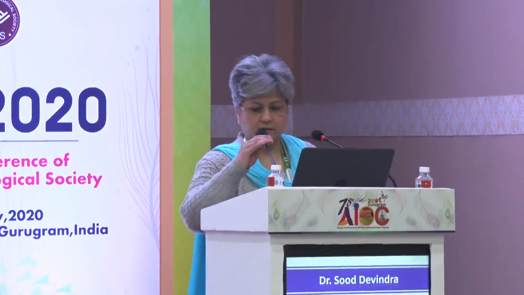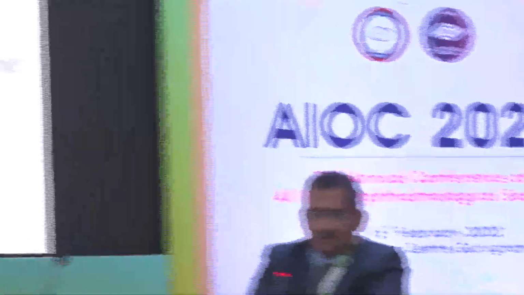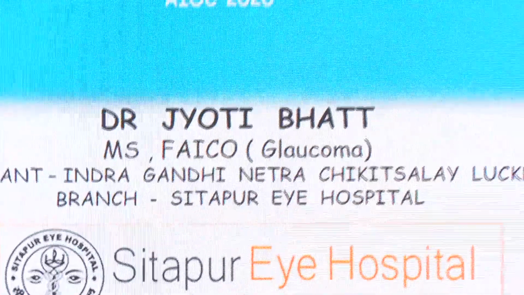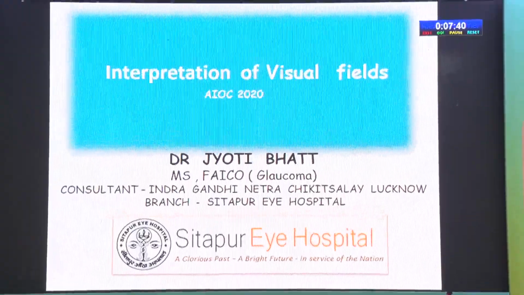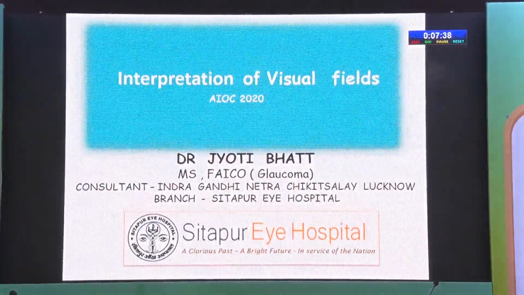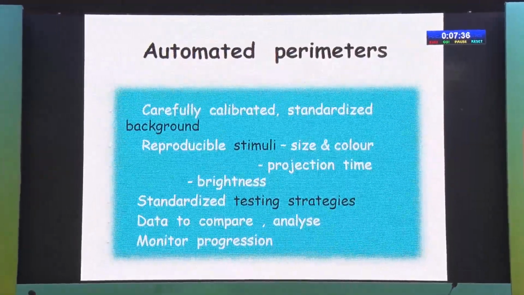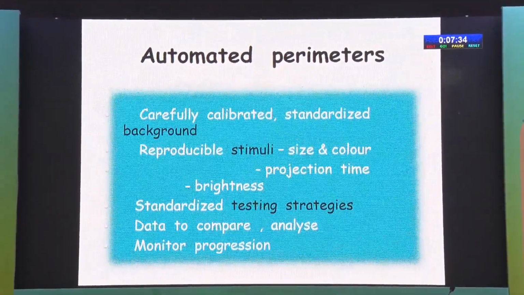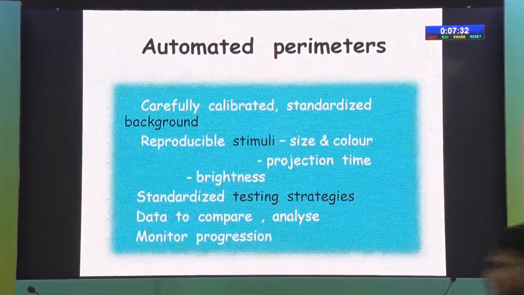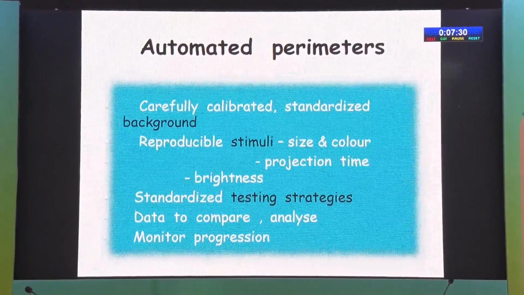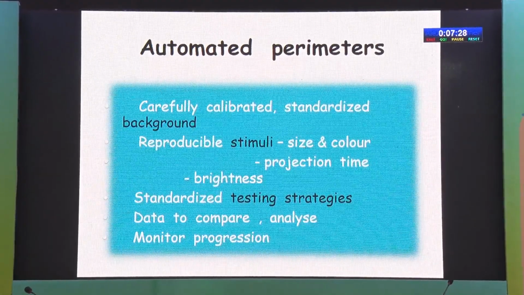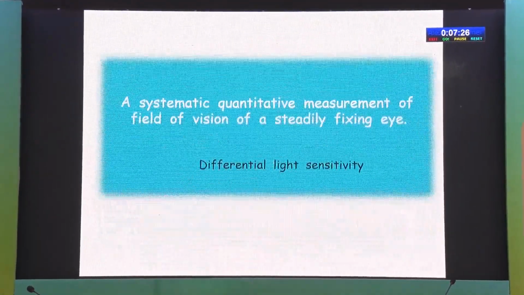Okay. Good morning, everyone. So interpretation of visual fields is a very important diagnostic criterion not only for diagnosis of glaucoma, but also to assess progression. And all of us use the automated perimeters. Automated perimeters, because of their standardization and testing techniques, have data to compare and analyze, and they can help us in assessing or monitoring progression.